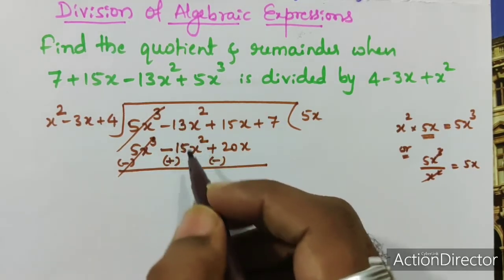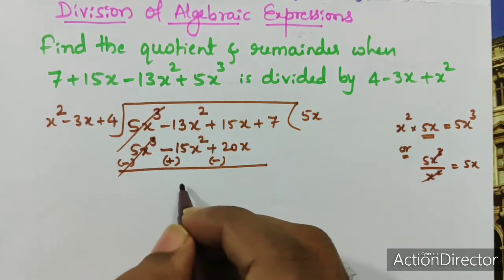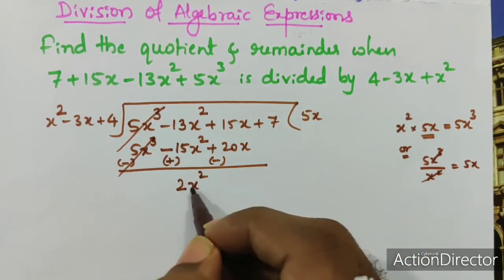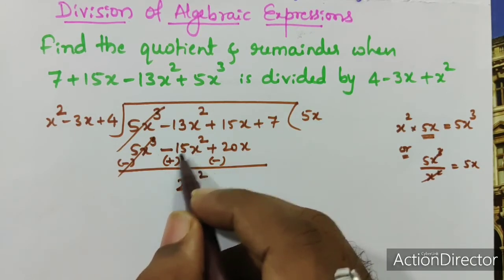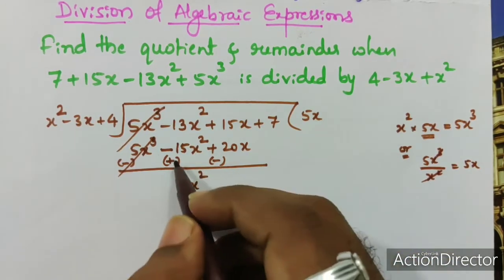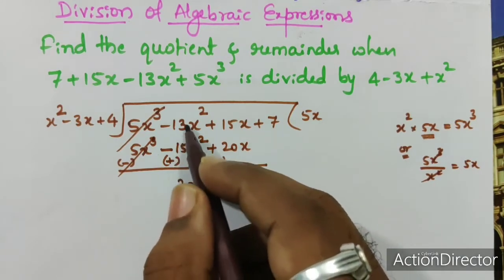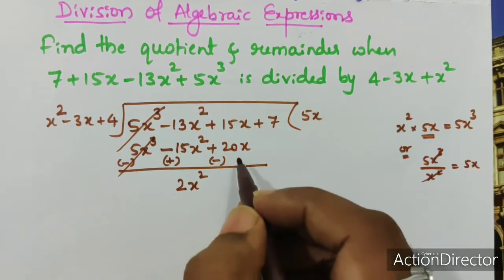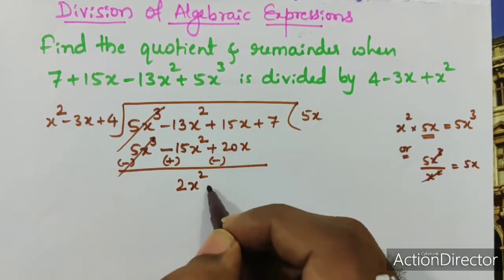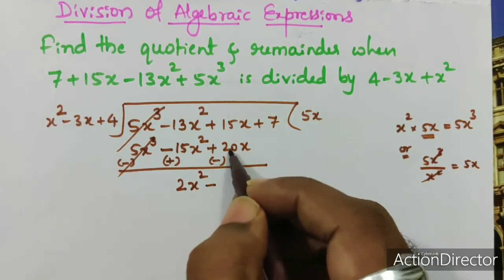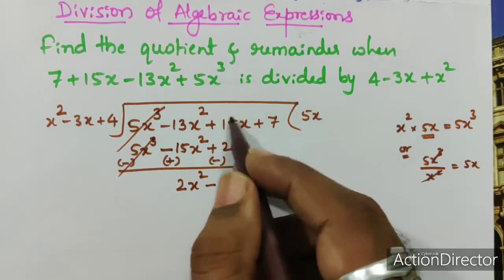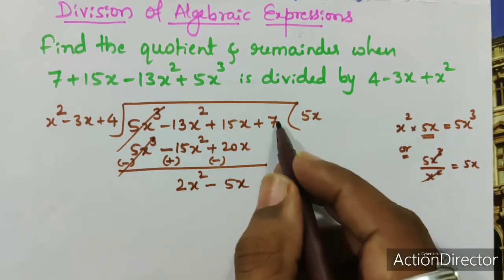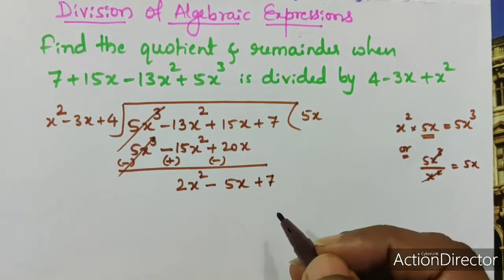That means big number minus small number. 15 minus 13 is 2, and the variable is as it is, x square. So I am writing plus 2x square because the bigger number is 15 and its sign is positive. When two numbers have different signs, we should subtract and keep the bigger number's sign. Next, 15x minus 20x. The bigger number is 20x, so its sign will come. The difference between these two is 5x. Then that 7 will come down as it is.